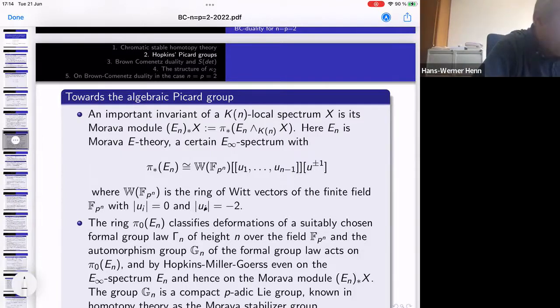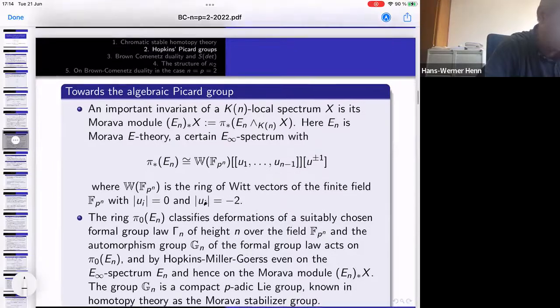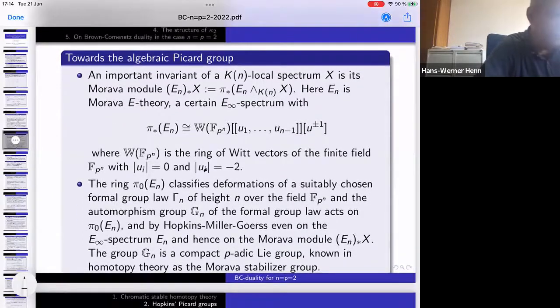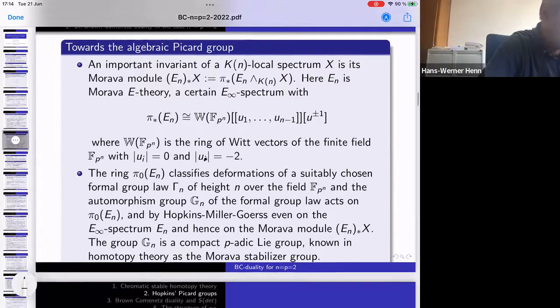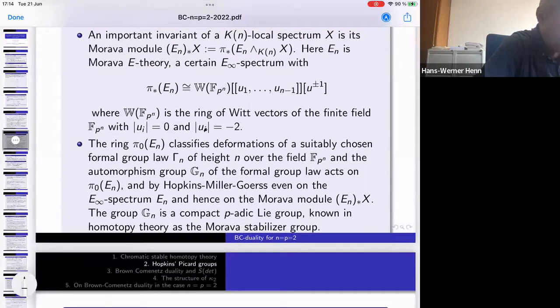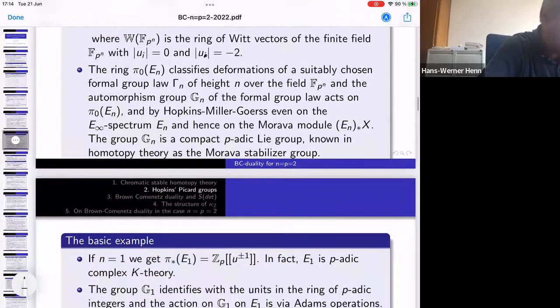Well, the ring pi0 of En classifies deformations of a suitably chosen formal group law gamma n of height n over the field F_{p^n}, and the automorphism group Gn of the formal group law acts on pi0 En, and by Hopkins-Miller-Goerss even on the E infinity spectrum En, and hence on the Morava module. The group Gn is a compact p-adic Lie group known in homotopy theory as the Morava stabilizer group.